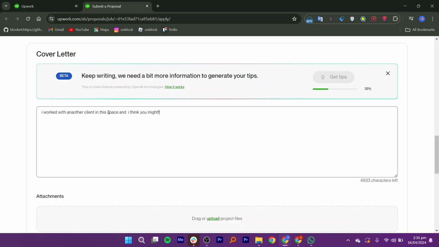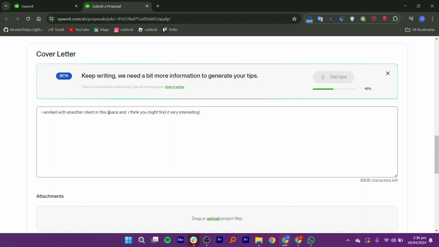Begin your proposal by introducing yourself and expressing your interest in the project. Briefly mention your relevant experience, skills, and expertise that make you a suitable candidate for the job. Demonstrate your understanding of the client's needs by addressing key points mentioned in the job description. Explain how your skills and experience align with the project requirements and how you can help achieve the client's goals.